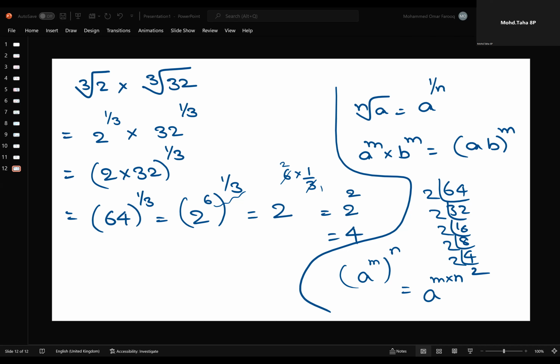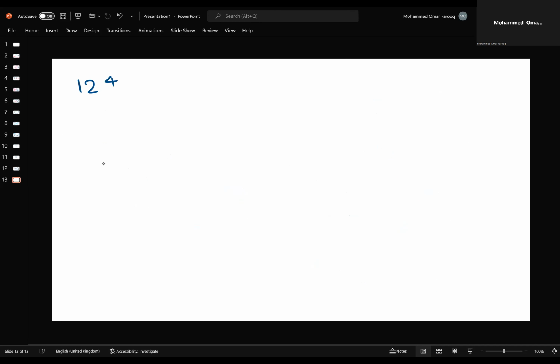Sir, 12 times the fourth root of 15 divided by 18 times the cube root of 3. I have a doubt in that. Okay, the fourth root. 12 multiplied by the fourth root of 15, divided by 18 multiplied by the cube root of 3. Is it right? Yes, sir.